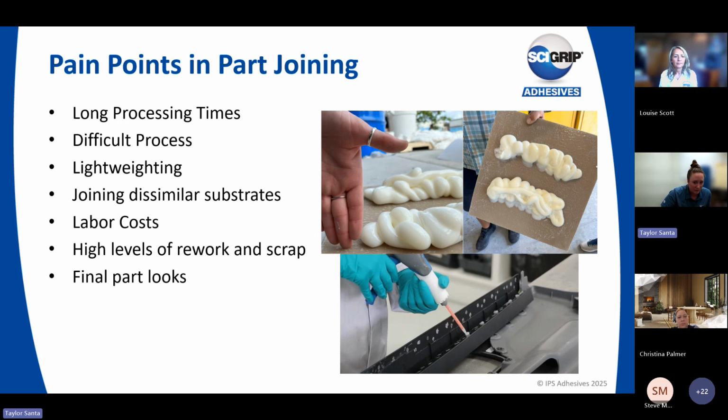How do you go about choosing adhesives? What specifications do you need to look for before you even think about an adhesive? And we're going to kind of get into the bulk of that today.